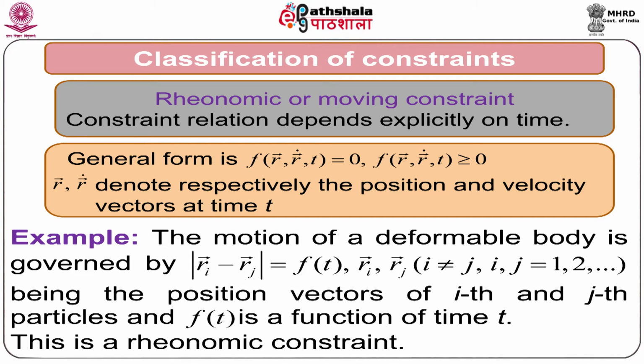For an example, consider a deformable body. A deformable body is one whose shape can be changed easily. The motion of such a body is governed by the equation |r_i - r_j| = f(t), where i not equal to j and i, j vary from 1 to n, r_i and r_j being the position vectors of the ith and jth particles respectively at time t, and f(t) is a function of time. This constraint relation is of the form f(r, t) = 0. It is a rheonomic constraint.